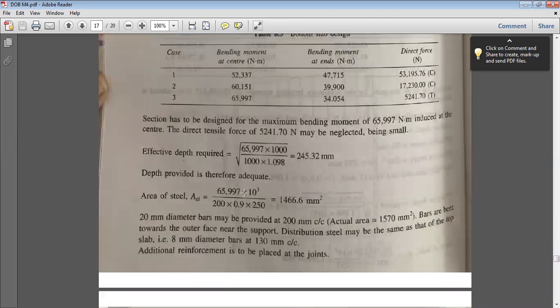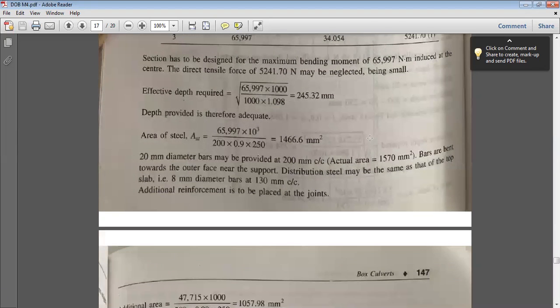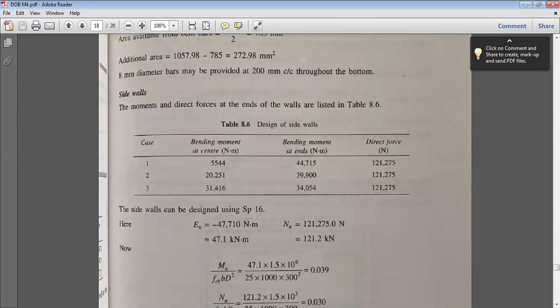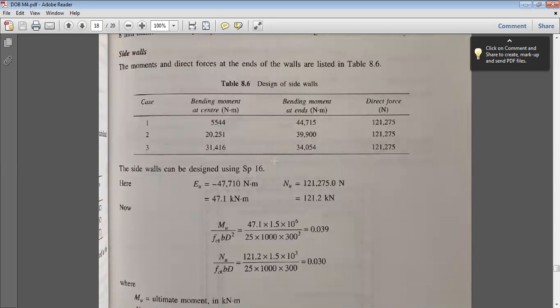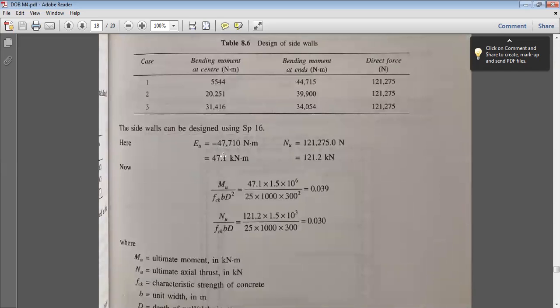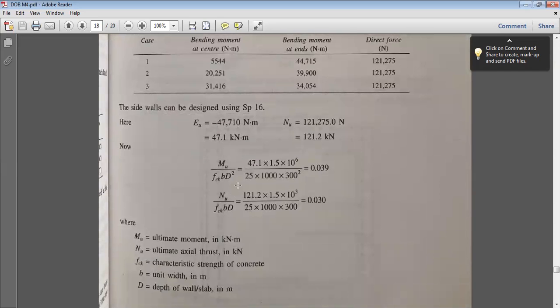So almost all the same steel you keep throughout your box culvert. So 20 mm on top slab if you have provided, on bottom slab also provide 20, and on side walls you can provide 16 or 20. Next, design of side walls. Again on side walls, the moments and shear force calculated are written here for all the three cases. He has taken the maximum moment here, okay, and he has calculated Mu by fck b d square, Nu by fck b d square.